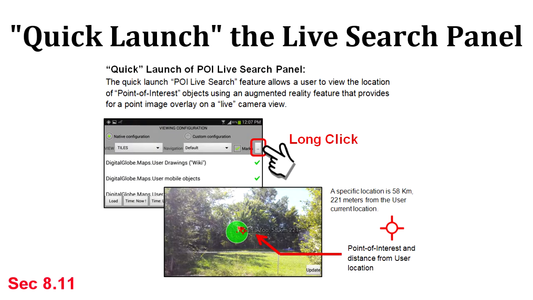Point of interest live search panel has a quick launch feature. This is a long click on the settings button that jumps directly to the live search panel.